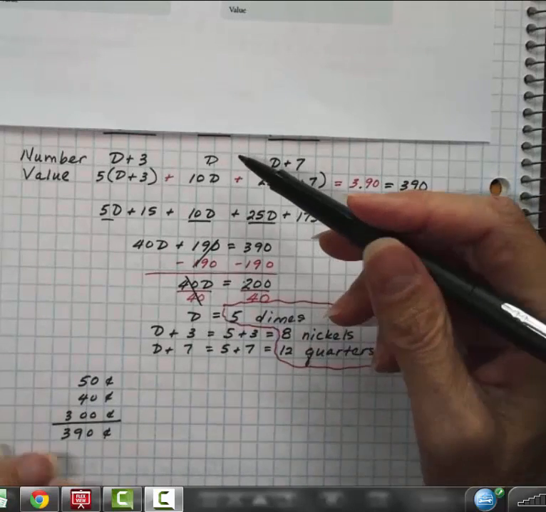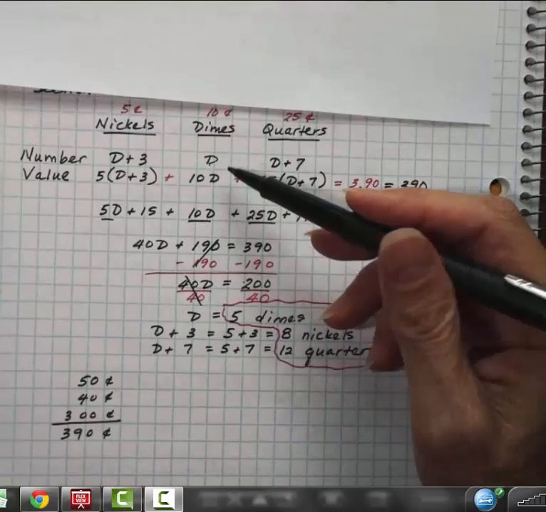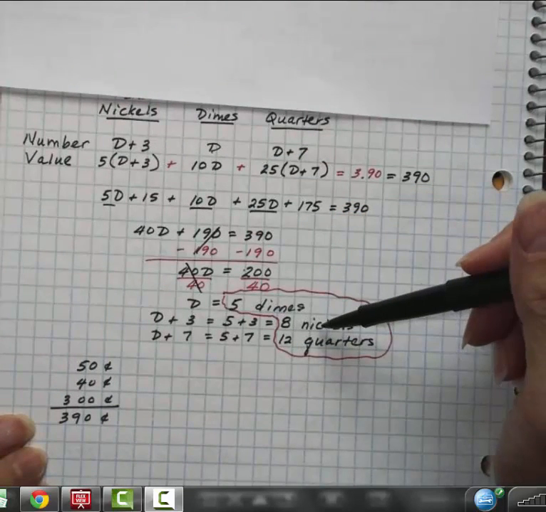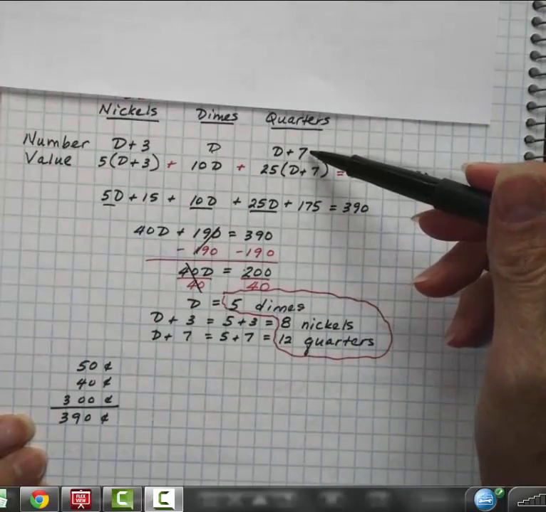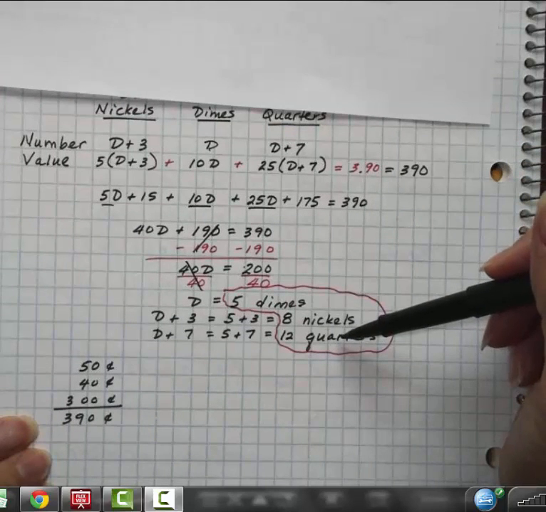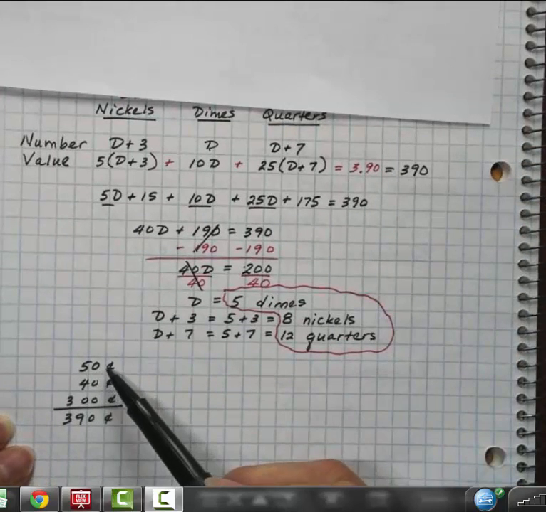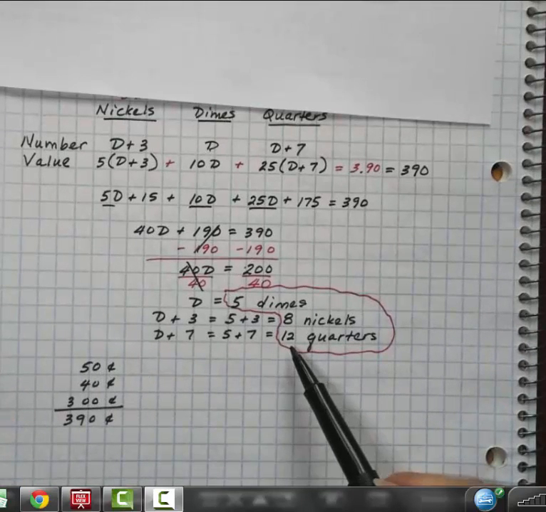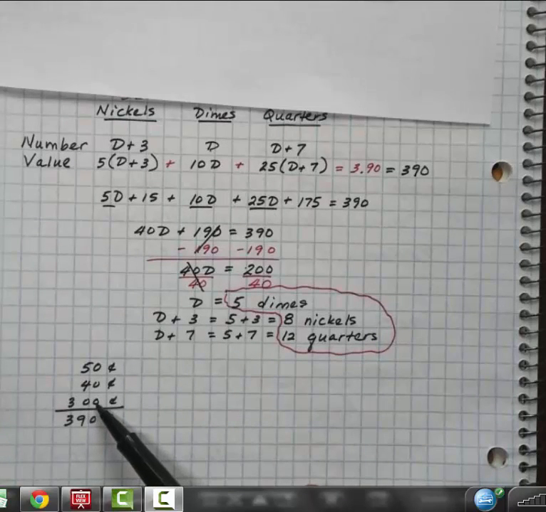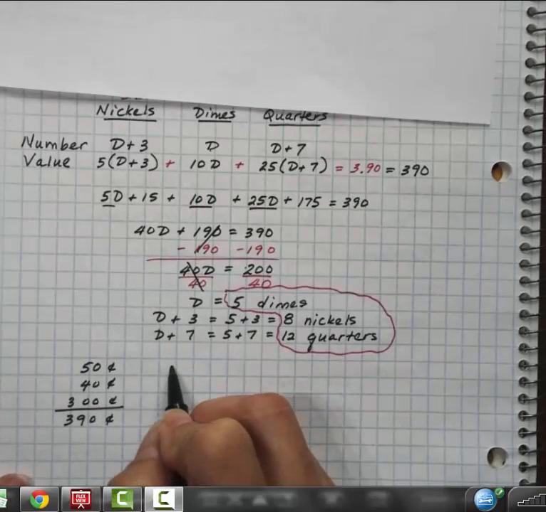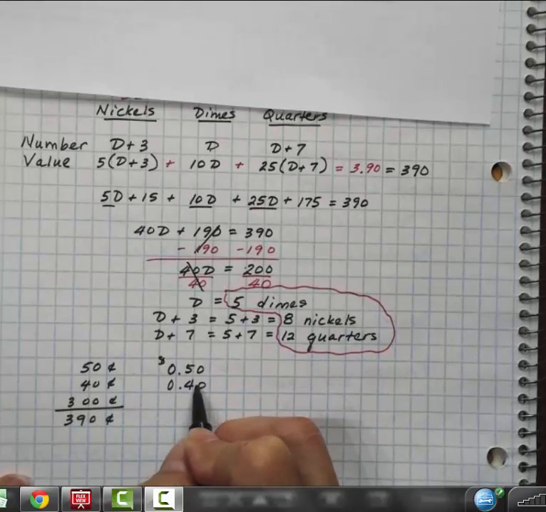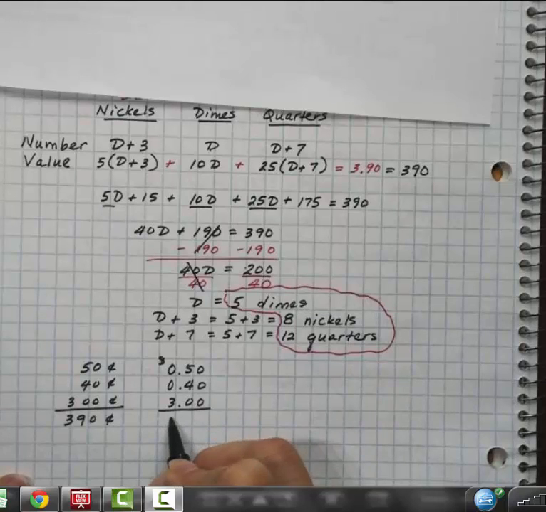Went back up here. D is representing my dimes. So that's 5 dimes. Then I used D plus 3 to find out the number of nickels, D plus 7 to find out the number of quarters. And then this is where we went through our check. 5 dimes would be 50 cents. 8 nickels would be 40 cents. 12 quarters would be 300 cents. If you want to write everything in dollar signs, we would just have to make sure that we wrote it with a decimal point. Either way, you get the same answer. Just have to make sure you use a dollar sign instead of a cent sign.